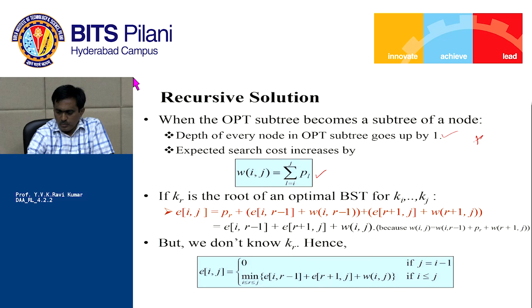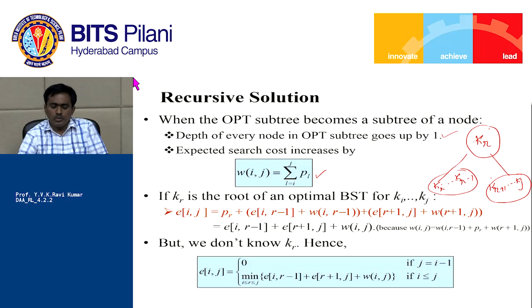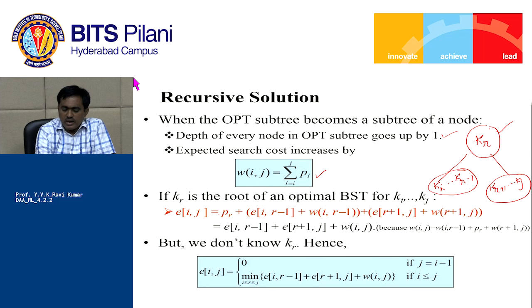Here again we see that we had kr as a root, and here we had a subtree from ki and so on up to kr minus 1. This is the left subtree, and on the right we had a subtree from kr plus 1, kr plus 2, and so on up to kj. Now how do we find the optimal search cost for this? If kr is the root of an optimal BST, suppose whatever we have taken, that is kr, is the optimal BST, then we need to calculate e[i,j].